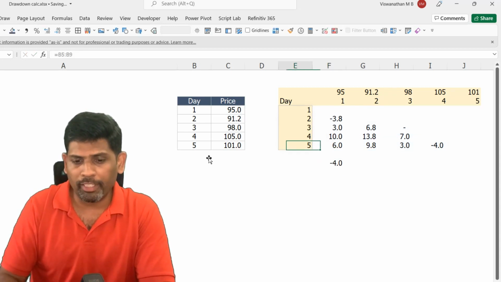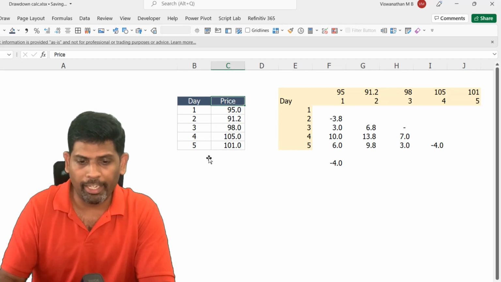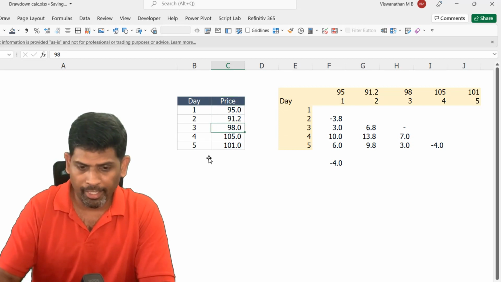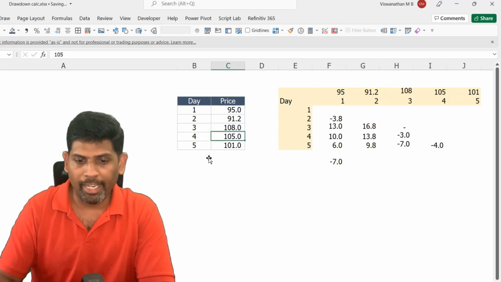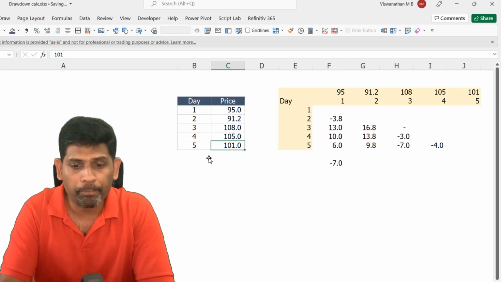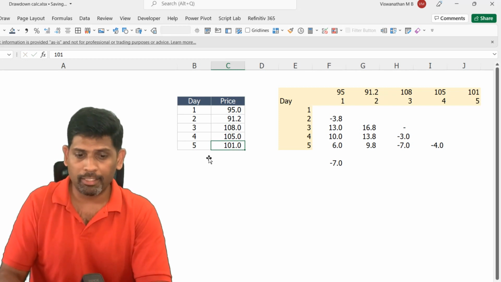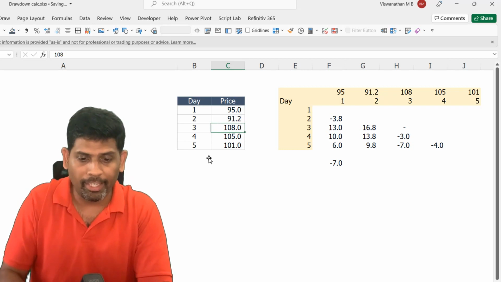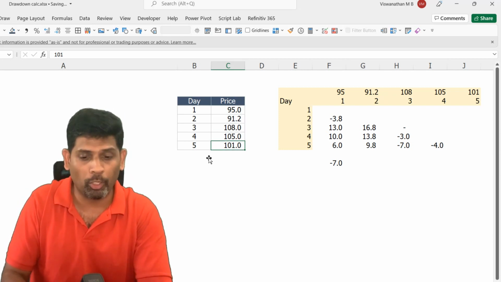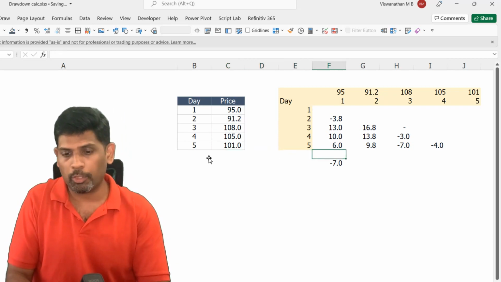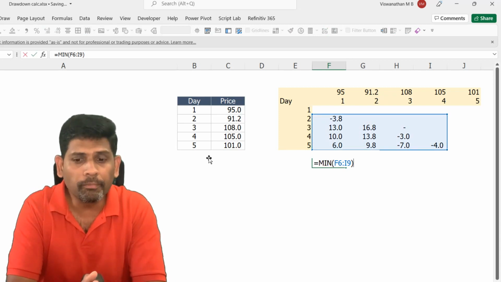It's possible that one of these days the share price, let's say, went to 108 on, let's say, day 3 and came down to 101 on day 5. If that be the case, my worst is, what if I bought on day 3 and sold it on day 5? That's a 7 rupee loss. That's the worst. And that's what our drawdown gives.